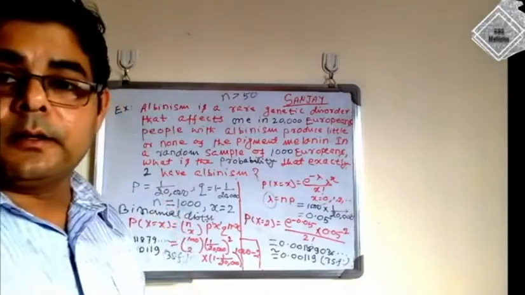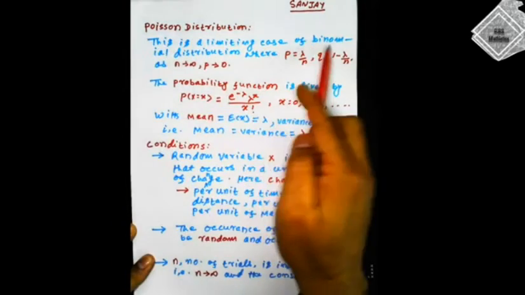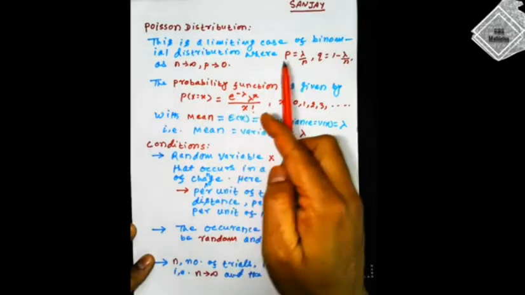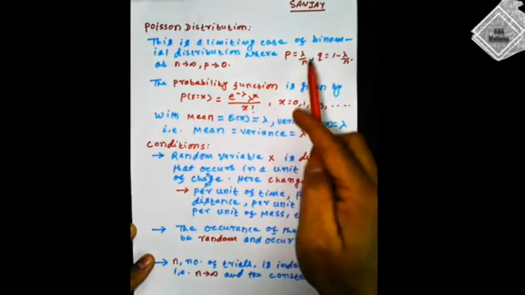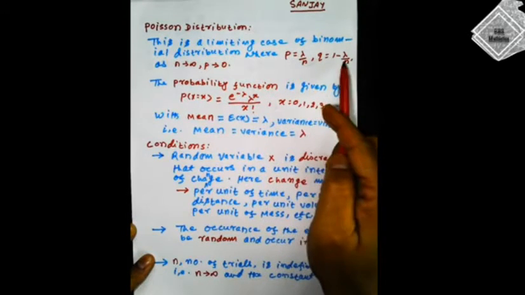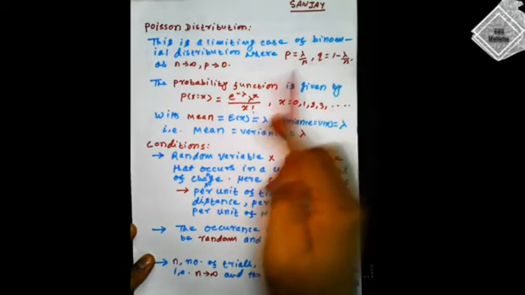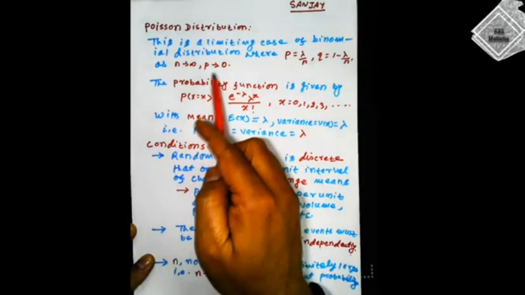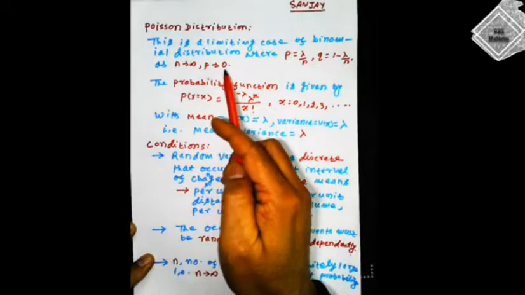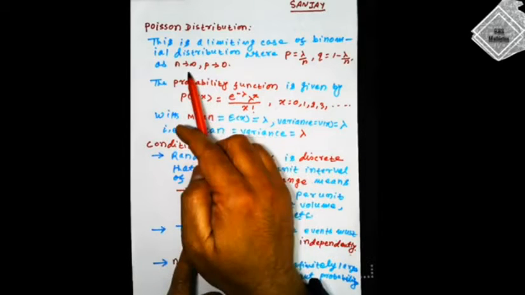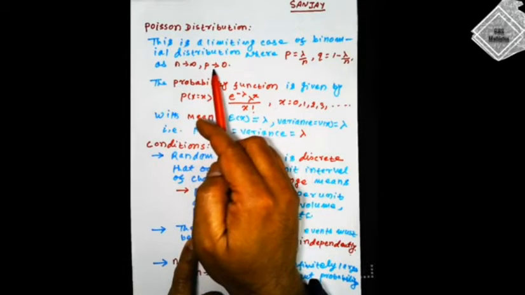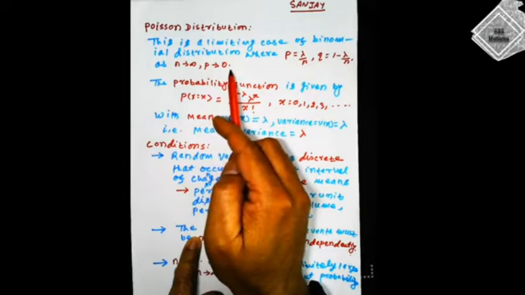P is not known. Okay, now we shall define what is Poisson distribution. This is a limiting case of binomial distribution where we saw P equals lambda by n, Q equals 1 minus lambda by n. Here, as n tends to infinity, P tends to 0.